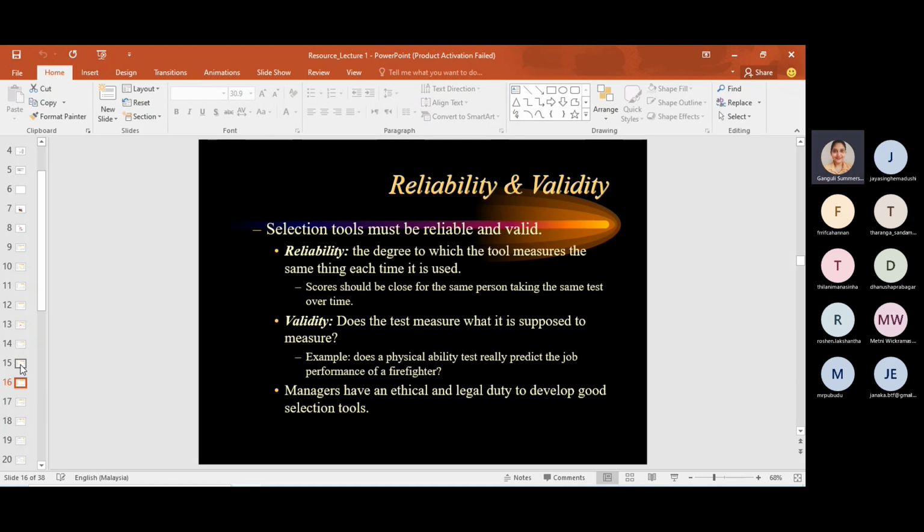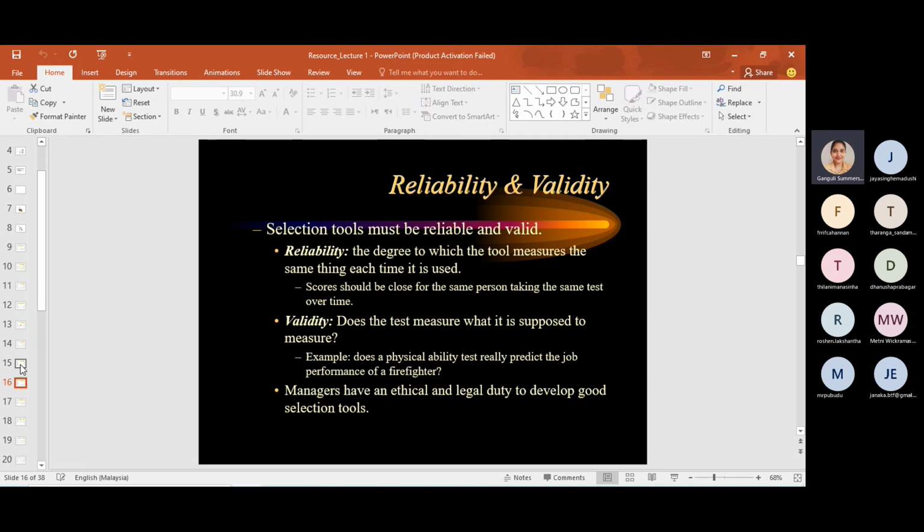So as a manager, you should make sure that your selection tools are reliable, that you can rely on your selection tools. And then your selection tools should be valid as well. Validity means, does the test measure what it is supposed to measure? Each selection tool has a certain thing that it is supposed to measure. So you need to check whether the test measures what it is supposed to measure or not.